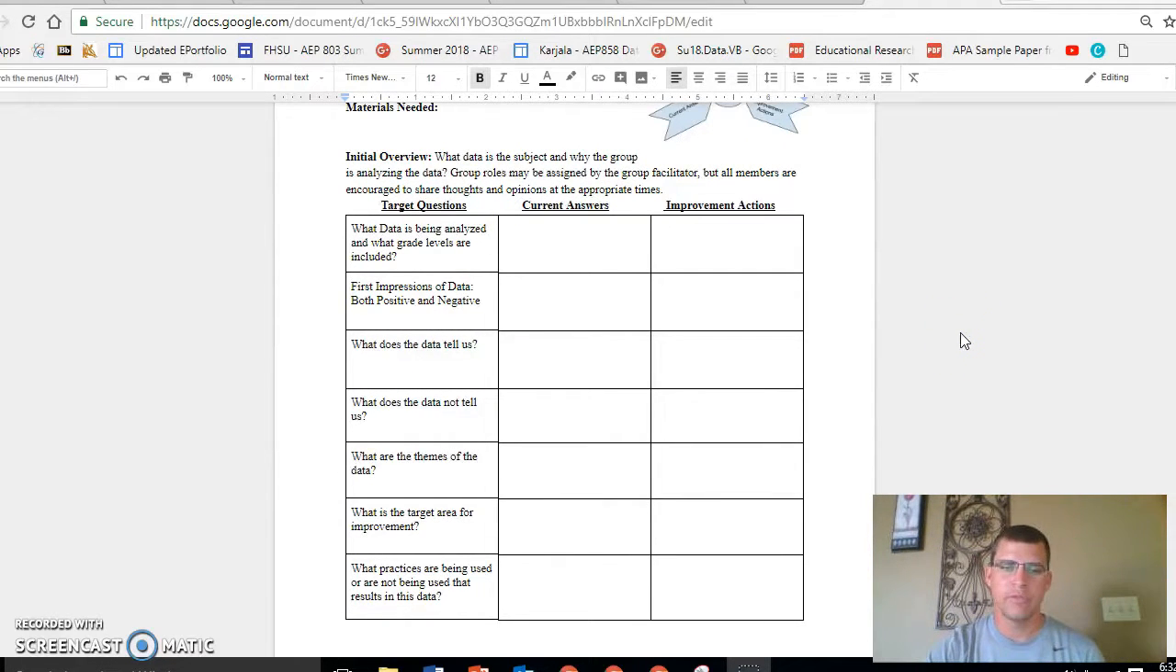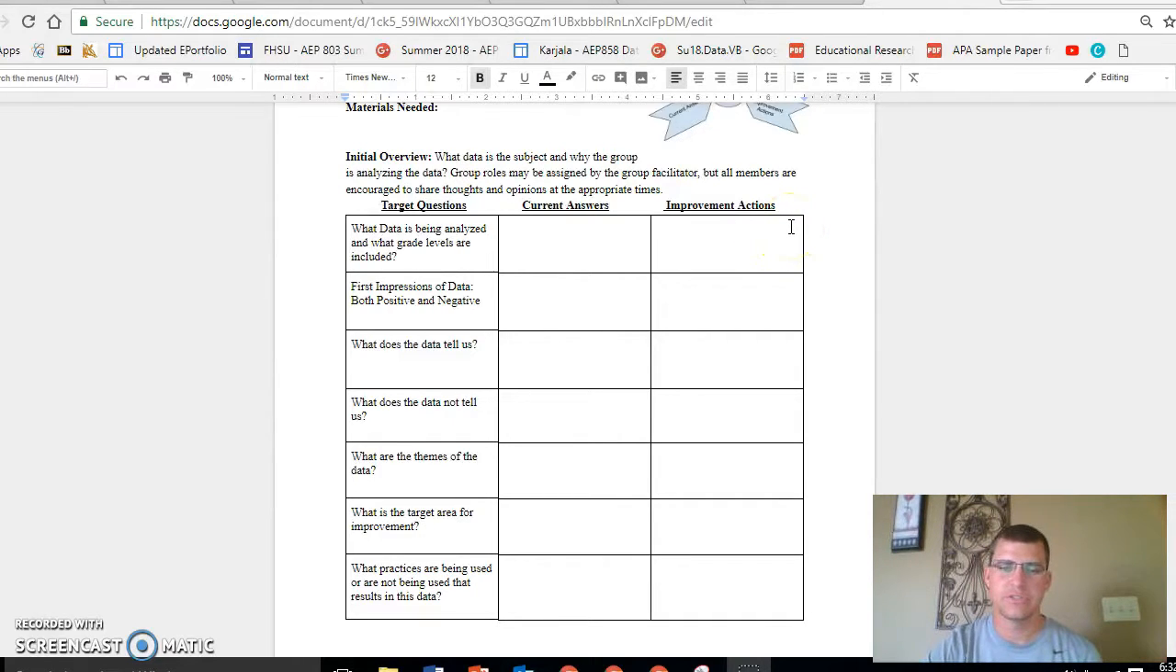Going through a couple of the table questions here, I broke it up into three sections: target questions, the current answers to these questions, and then ideas for improvement actions. So ways to improve how we do what we do to improve student learning. A couple of the key questions I've come up with using some data protocol sheets online were what data is being analyzed and what grade levels are being included. So what is the subject of this protocol sheet?